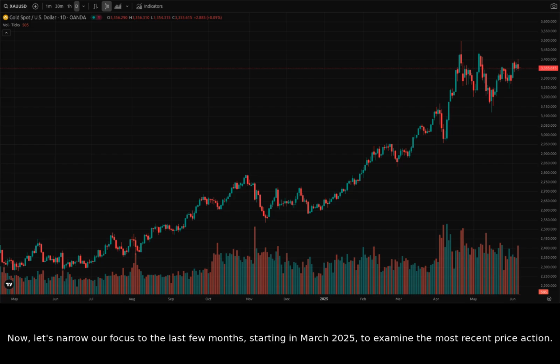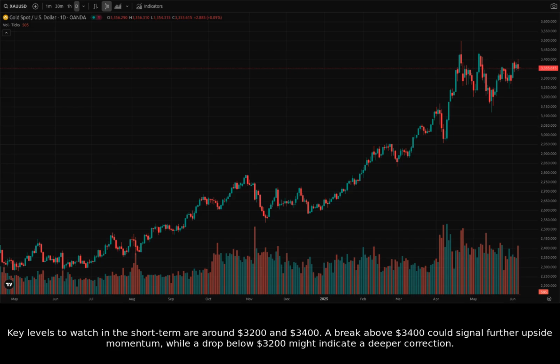Now, let's narrow our focus to the last few months, starting in March 2025, to examine the most recent price action. We can observe a climb, followed by some consolidation, and then another strong move upward. Key levels to watch in the short term are around $3,200 and $3,400. A break above $3,400 could signal further upside momentum, while a drop below $3,200 might indicate a deeper correction.